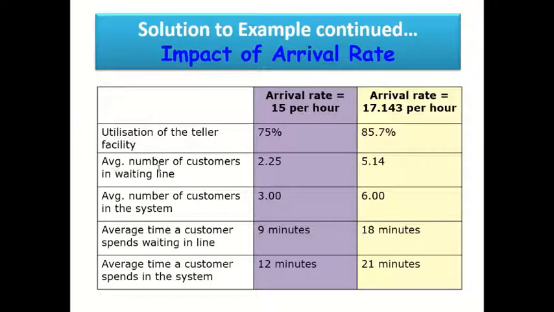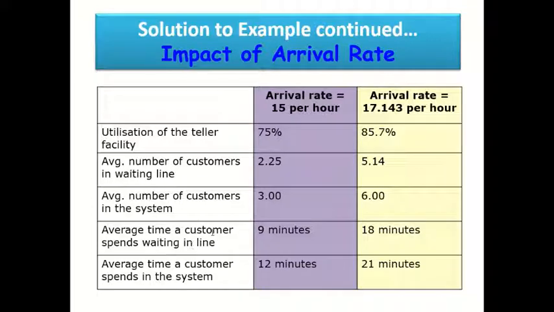At the same time, the average number of customers in the waiting line has grown from 2.25 to 5.5. So more customers are now waiting in the queue as the arrival rate has increased. Similarly, the average number of customers in the system has also doubled. Earlier there were just 3 customers on average in the system. Now in this case there will be 6 customers on average in the system.